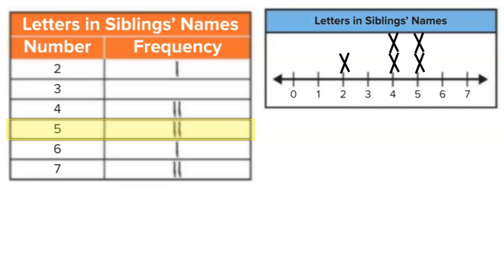For the 5, we are going to put another 2 X's above there. How many X's do you think we're going to put above 6? We're going to put 1. You're right. And 7, how many for 7 do you think? We're going to do 2. Good job.